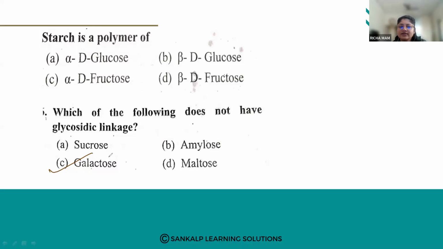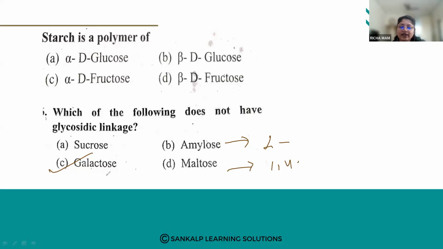So in sucrose, there is a glycosidic linkage between the glucose and the fructose. Then amylose, what does it consist of? It also consists of alpha glycosidic bonds. It is a polysaccharide. Then maltose is a disaccharide, made up of glucose units, and a 1,4 glycosidic linkage is present.